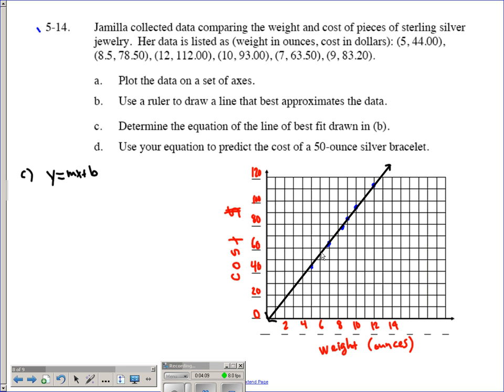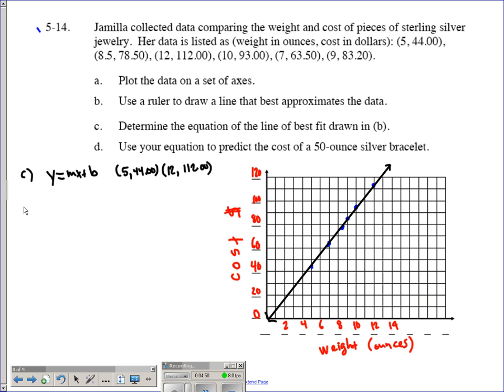So I'm going to pick for myself here, let's look at, I don't know, doesn't matter. Let's do 5, 44 and let's do something like 12, 112. Those ones seem like good numbers to work with. So 5 ounces and $44, and we had 12 ounces was $112. So let's just get our slope, then figure out what our y-intercept is going to be, and then rewrite it there like they want us to.